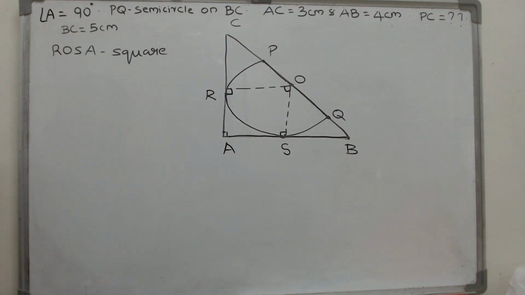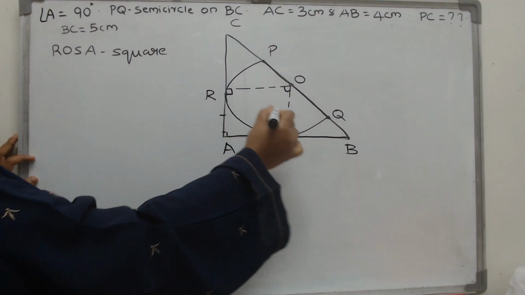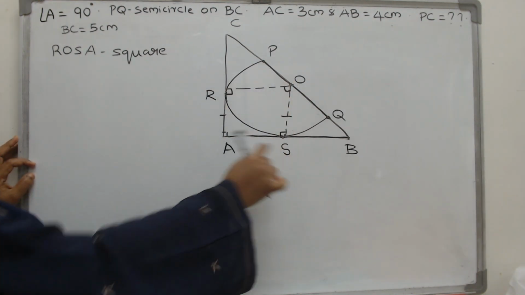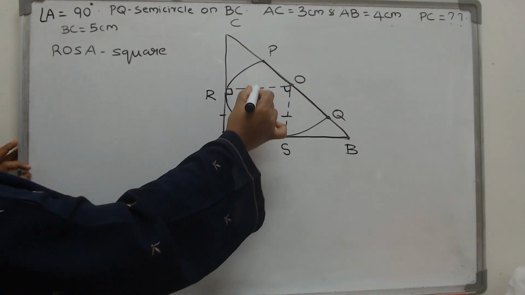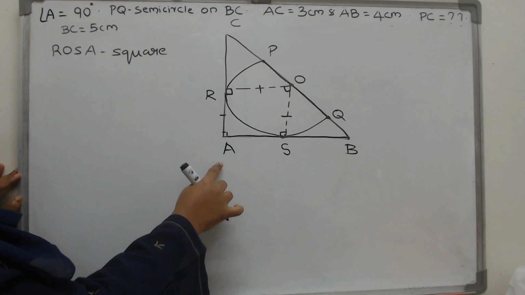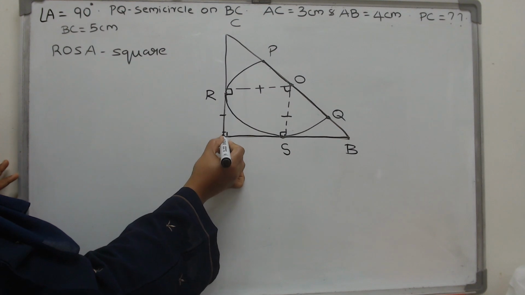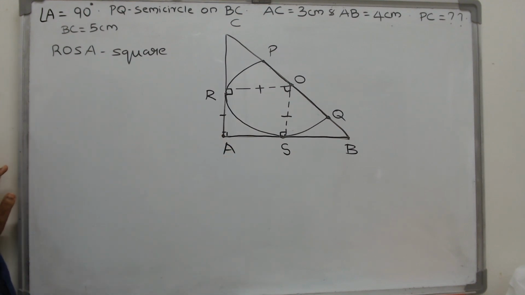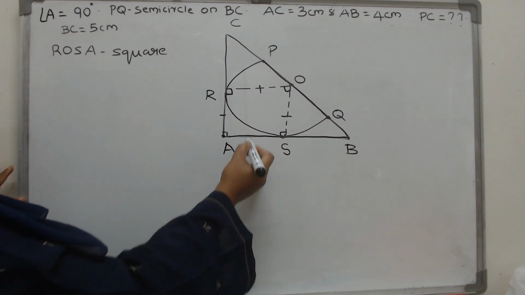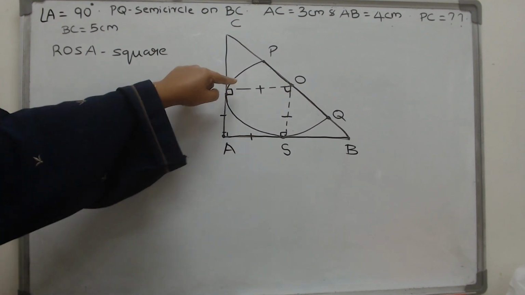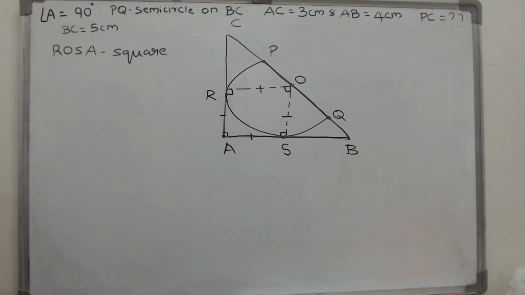So what sort of a figure have we got? We have got a rectangle. It is not yet a square. What do we know about a rectangle? Its opposite sides are equal. But then OR and OS are both the radii, which means they are equal to one another. AR and AS are both tangents to the semicircle from the same external point A. Then what do we know? The tangents from the same external point are equal to each other. So what we have is a rectangle whose adjacent sides are equal, or in other words, it is a square.